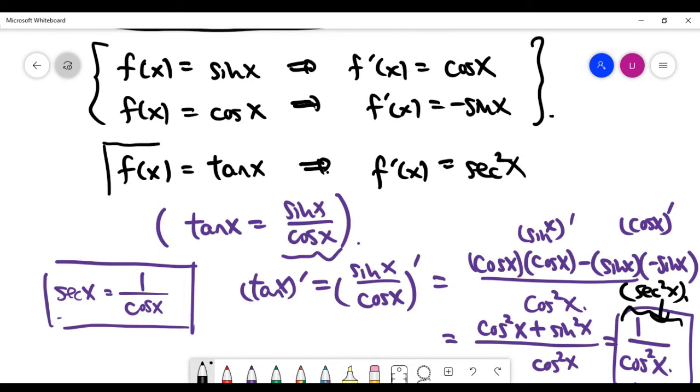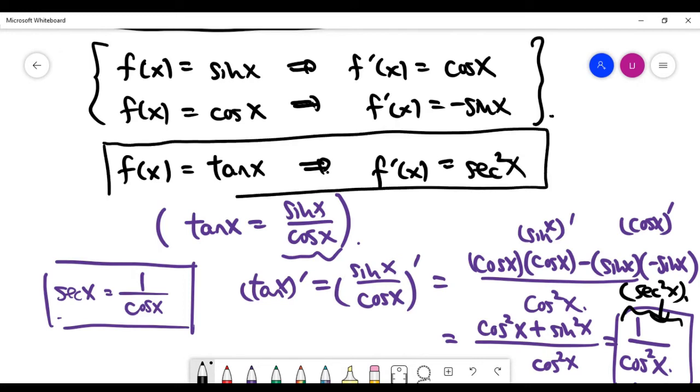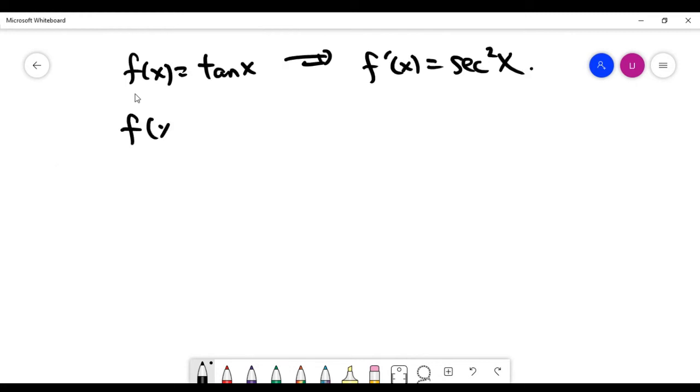So it looks like a new formula. It helps you do a lot of calculations whenever they involve the function tangent x, and the derivative is just secant square x. Theoretically speaking, it is not something entirely new because it can be derived using the quotient rule, as I've done here. But anyway, that's a formula you can memorize. Similarly, for the function f of x equals cotangent x, the derivative is going to be minus cosecant square x.